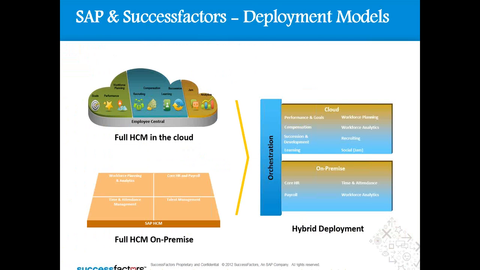Let us understand the deployment models. SAP and SuccessFactors are providing two types of deployment models. One is standalone, the other one is hybrid. In standalone, it supports full HCM on-premise and full HCM in the cloud. In hybrid, core HR solutions will be on-premise and talent management solutions will be in the cloud.